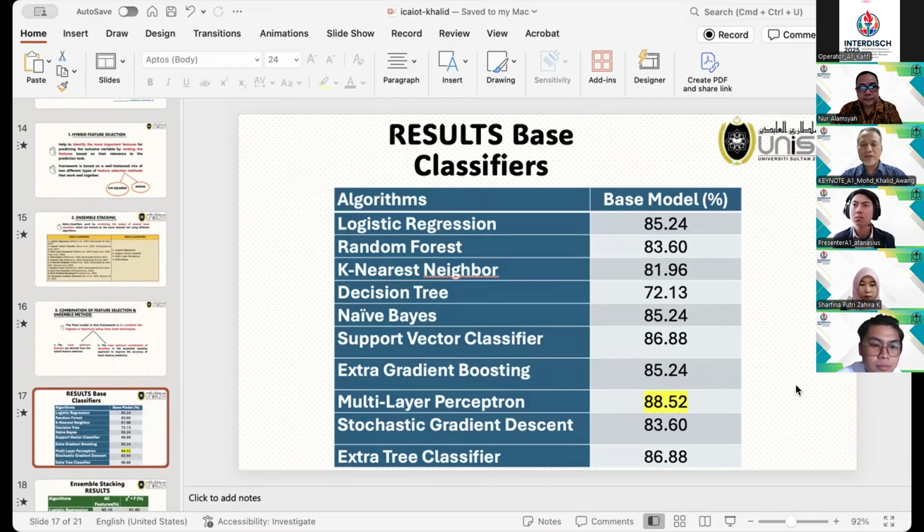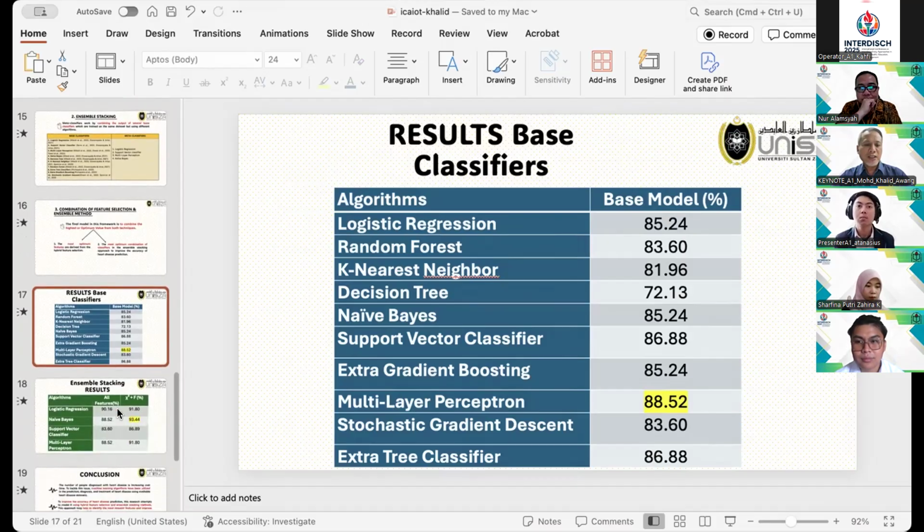Okay, the result based on the base classifiers, we found that we have logistic regression with 85.24 and also random forest, naive Bayes, decision tree. And among the base classifiers, the best performance is by multi-layer perceptron with 88.52. This is the performance of single classifiers in our base model.